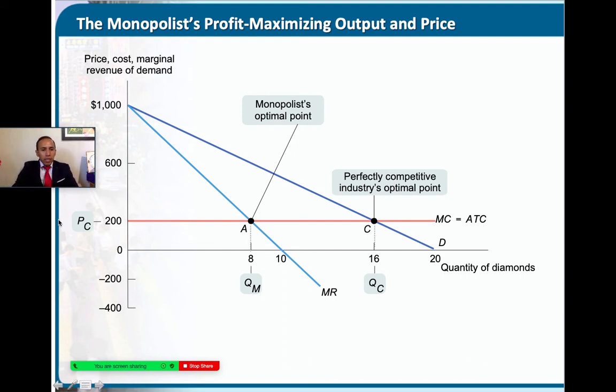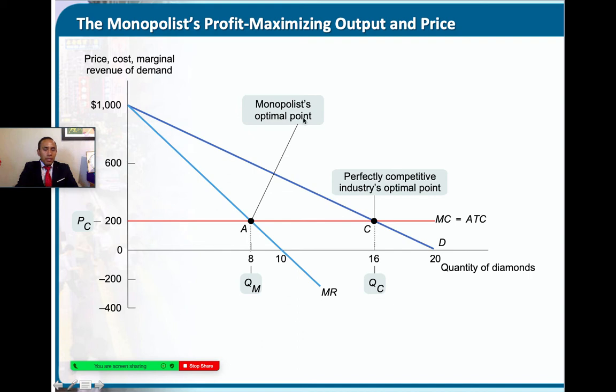And PC indicates that if the industry was perfectly competitive, perfectly competitive industries will produce where the consumer demand is equivalent to the marginal cost, or at point C here, where the consumer will pay, ideally, the cost of production, which is $200. So in a competitive market, they will produce more output, which will be 16 units, and the consumer will consume those 16 units. So more output at a lower price, $200, basically on average the cost of production.